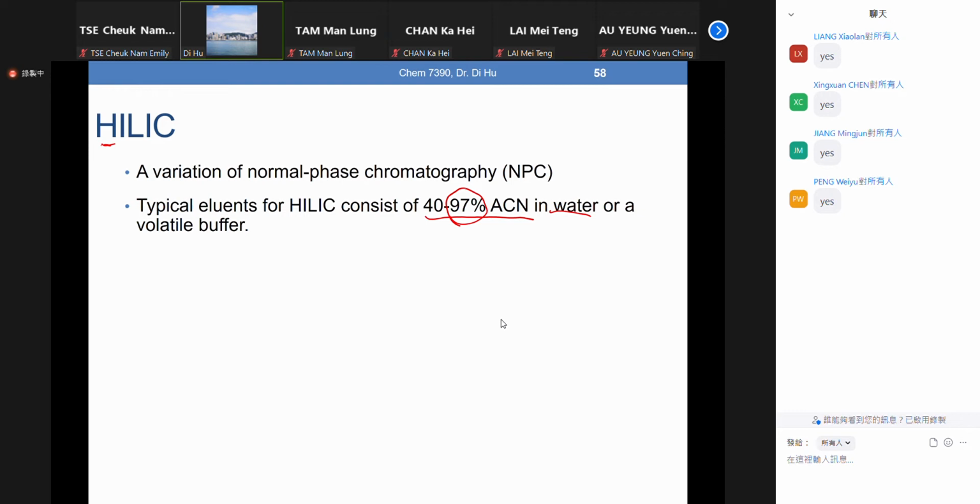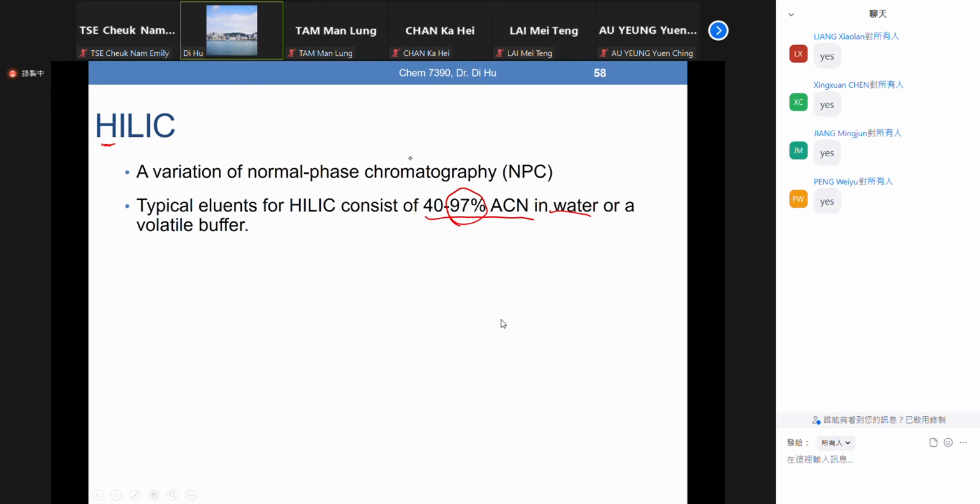So although its stationary phase is polar, its mobile phase is different from traditional normal phase chromatography, right? For traditional normal phase chromatography, what is the mobile phase? It is hexane, nonpolar, and also methylene chloride, chloroform, alkyl ether, right?